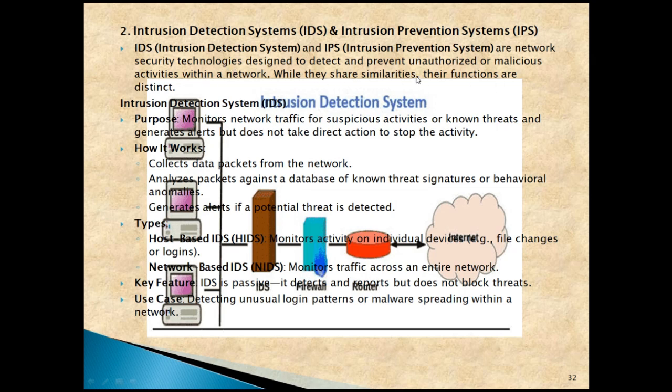Now, what is different? Intrusion detection system. The purpose of an IDS is simple. It monitors network traffic for suspicious activities or known threats and generates alerts, but does not take direct action. What does it mean?